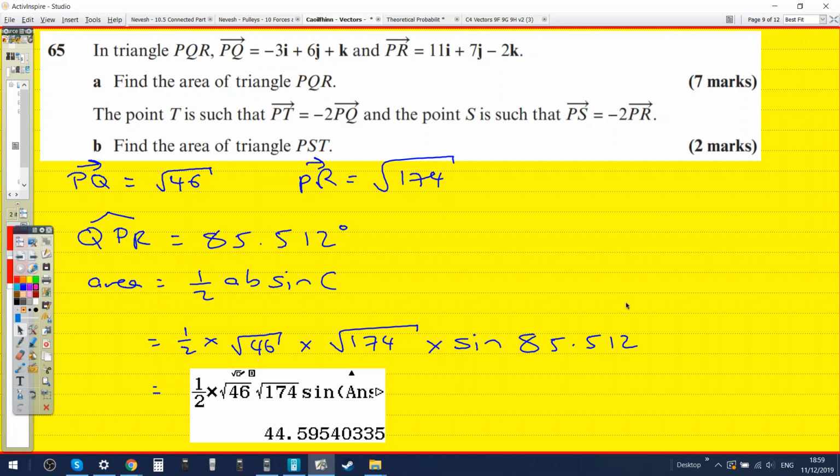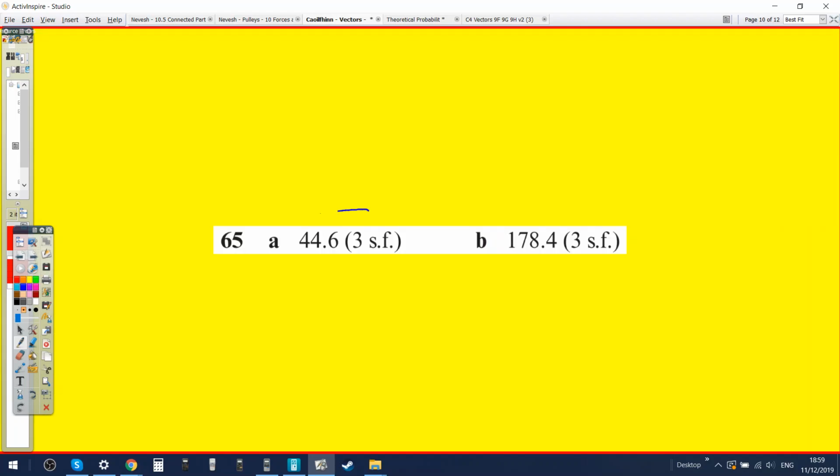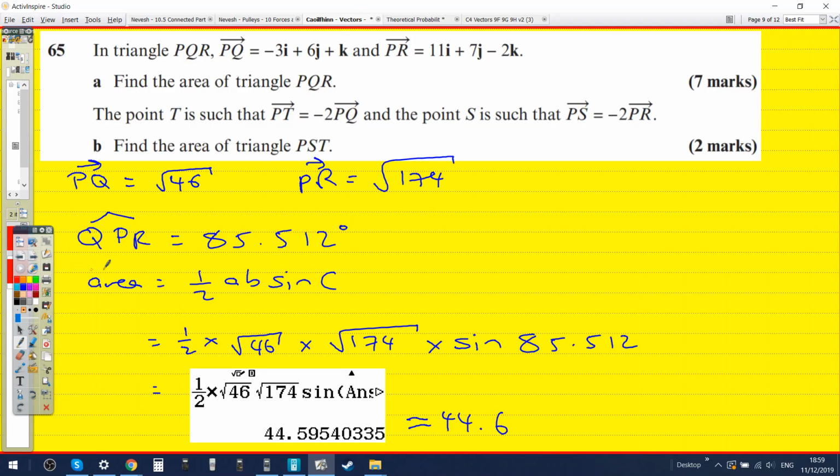Okay, I got 44.6. So that's roughly 44.6 centimeters? I don't know, units squared. So I wasn't crazy. How did I find this angle? I found it by doing cos theta is equal to A dot B over the magnitude of A times the magnitude of B.